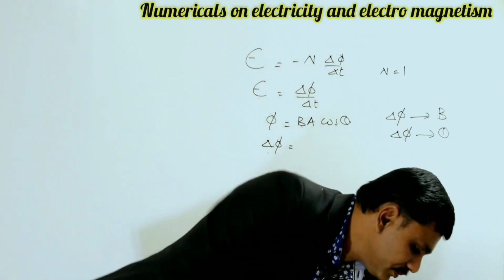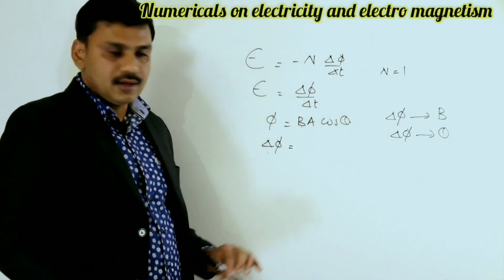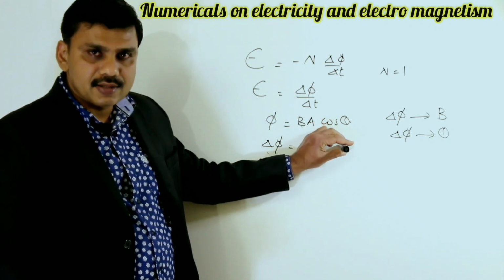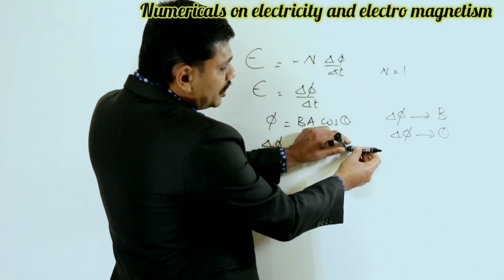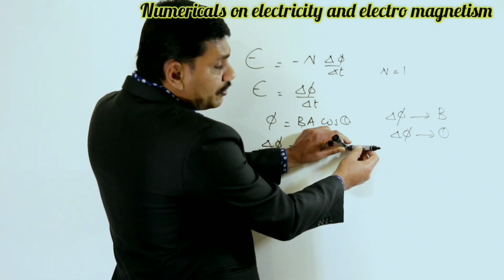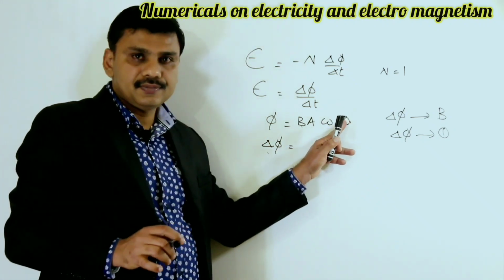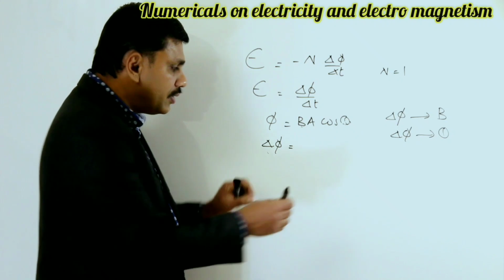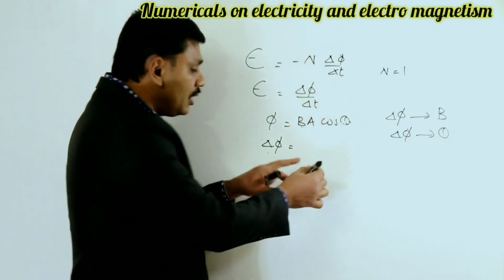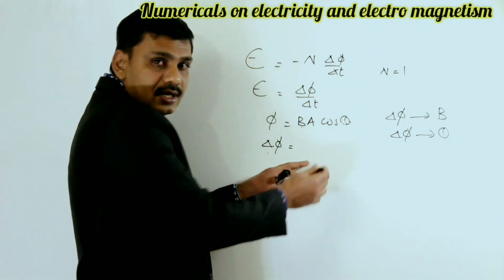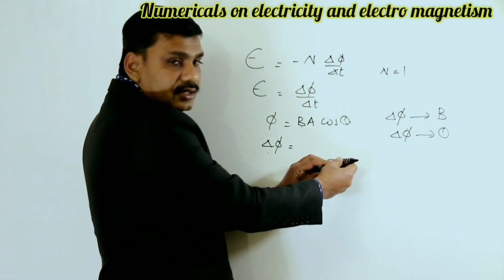So if this is the surface of the coil, or the plane of the coil, the normal of the coil is like this. If the magnetic field is coming like this, between them there is an angle. That angle is what you consider here as theta. Don't take the angle between the field and the surface. It is the angle between the normal of the surface and the field.